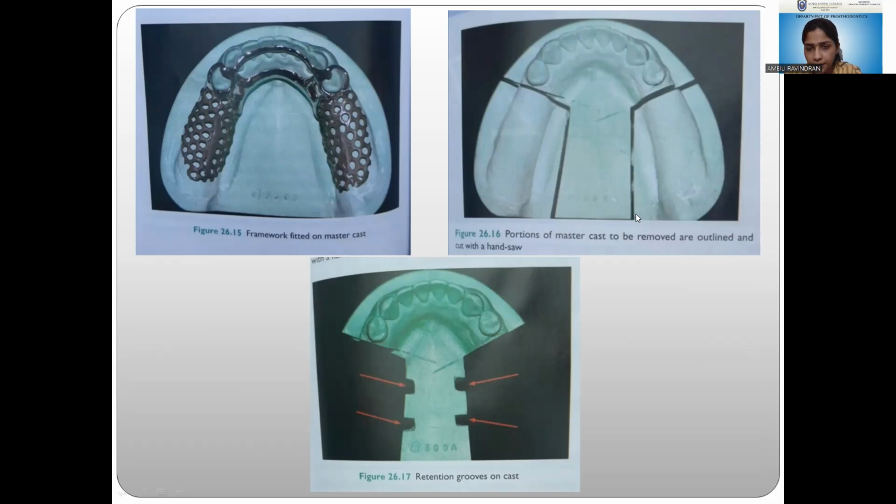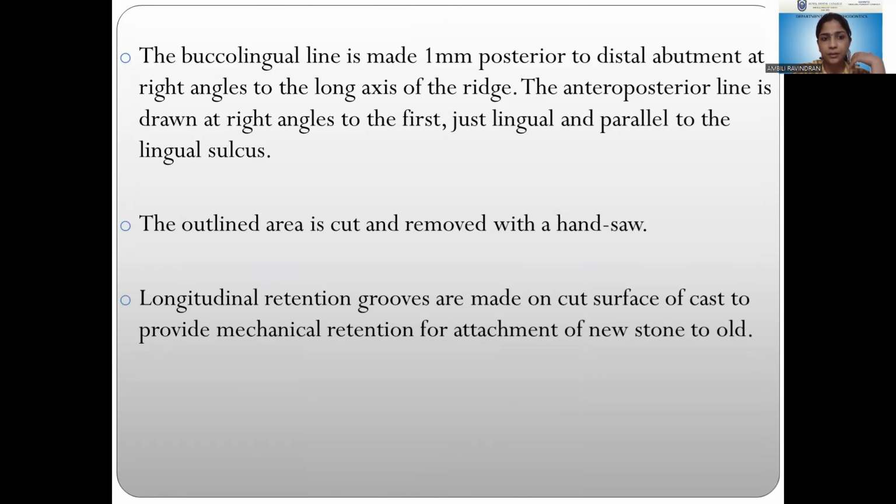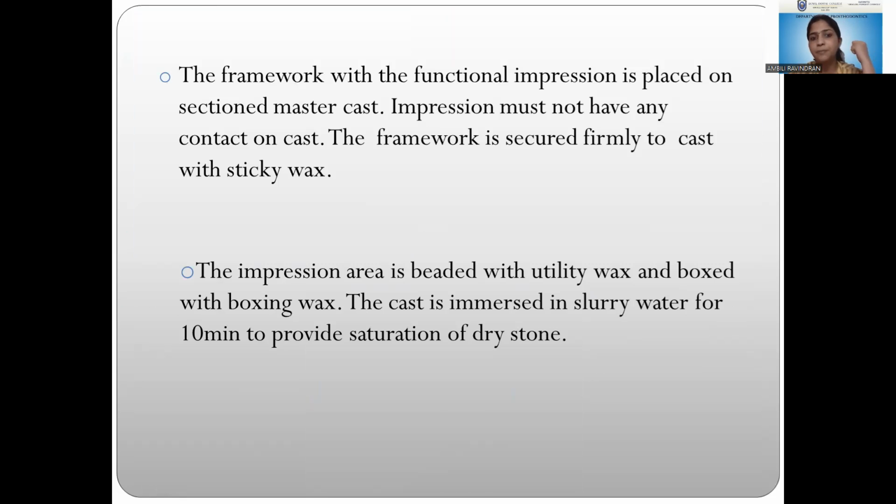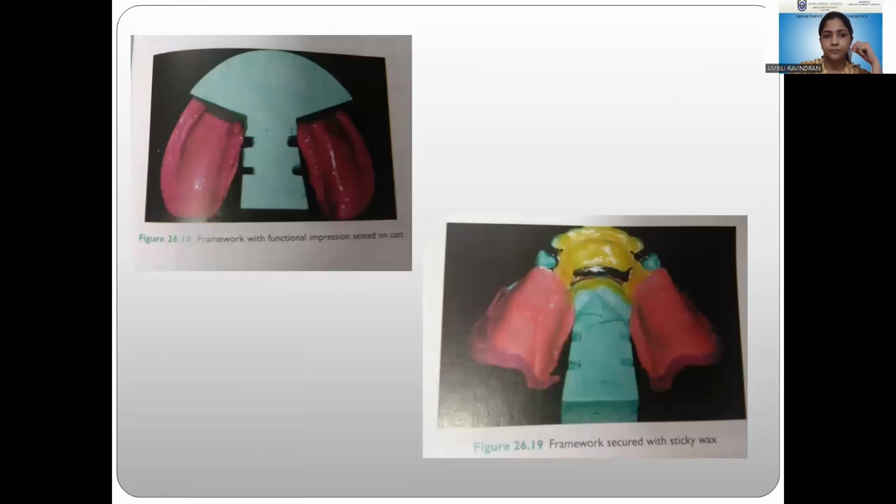Once that is marked on the master cast, that portion is removed and retentive grooves are placed using a saw or something. Once that is done, the framework with the functional impression is placed on the master cast, and it is secured with sticky wax. So this is the picture showing our functional impression sitting on the master cast, and the posterior portion is removed, and the impression is not making any contact with the existing master cast, and we secured the framework using sticky wax.